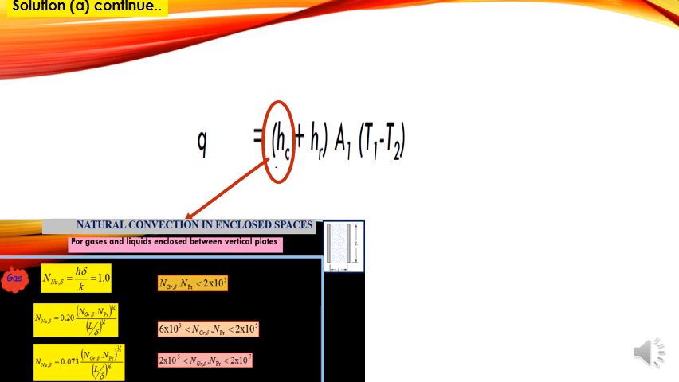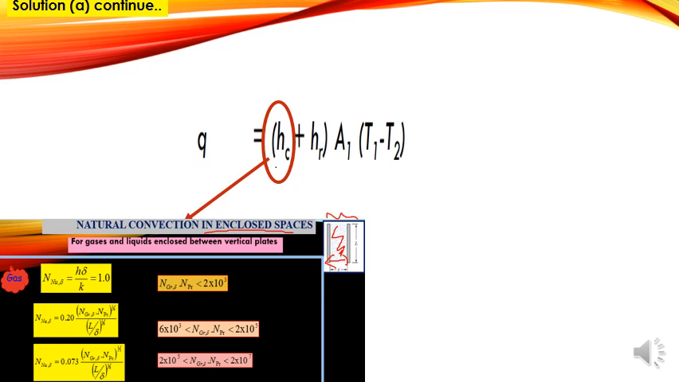Let's start with question A, in which we want to determine the Q due to convection and radiation. Let's start with the coefficient Hc, which is the convection coefficient. In this case, we have the double glazed window. As we have the double glazed window, it is categorized as natural convection in an enclosed space, because there is a gap between the glass layers, an air gap, so that's why we call it natural convection in an enclosed space.